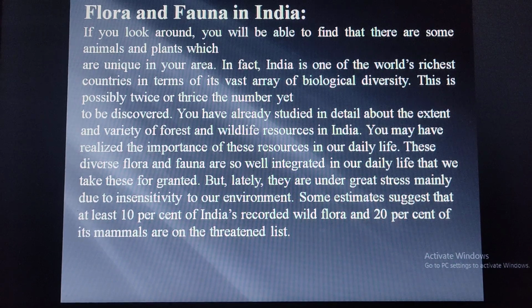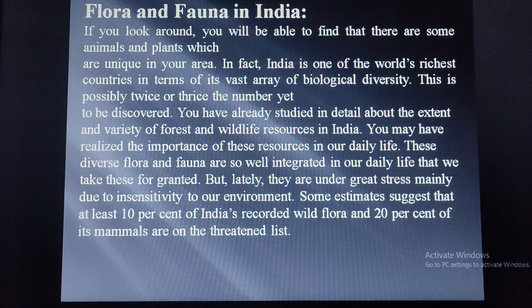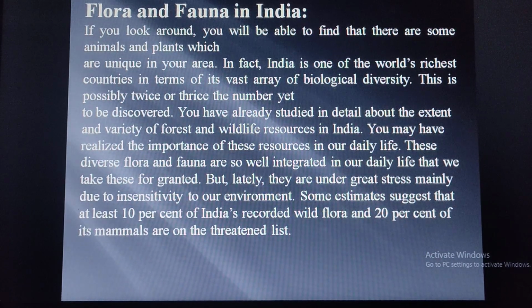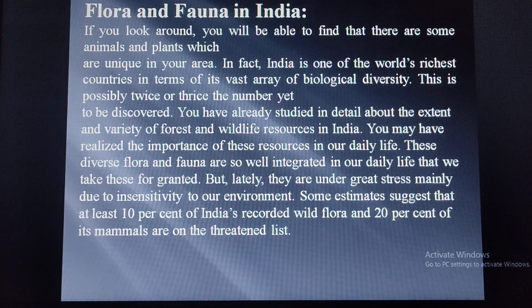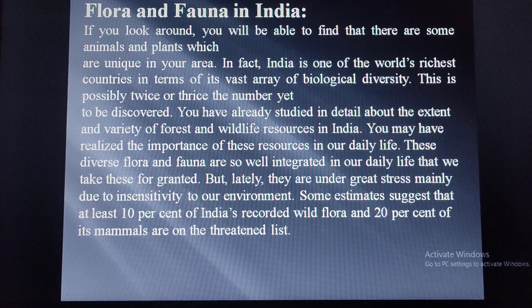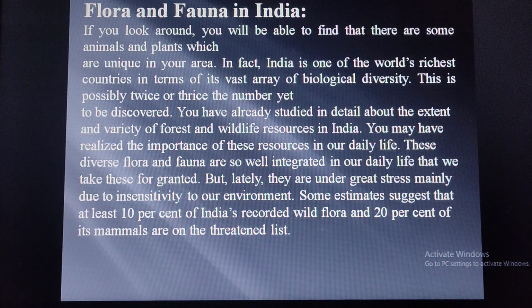You have already studied in detail about the extent and variety of forest and wildlife resources in India. You may have realized the importance of these resources in our daily life. These diverse flora and fauna are so well integrated in our daily life that we take them for granted. We don't give much importance to that. But lately, they are under great stress, mainly due to insensitivity to our environment.